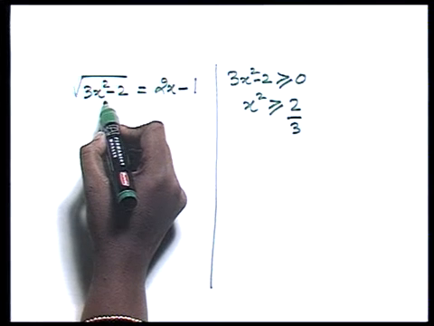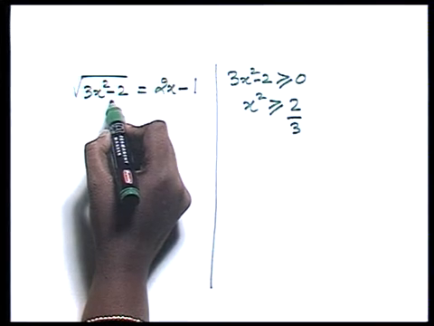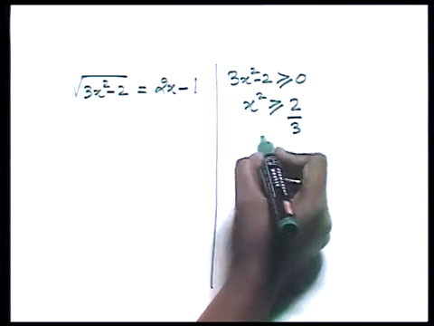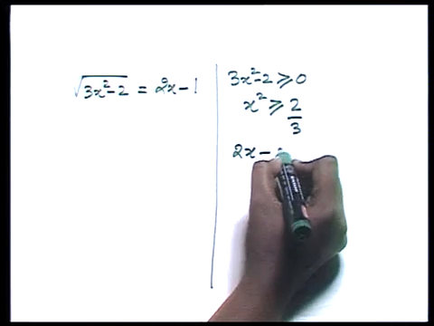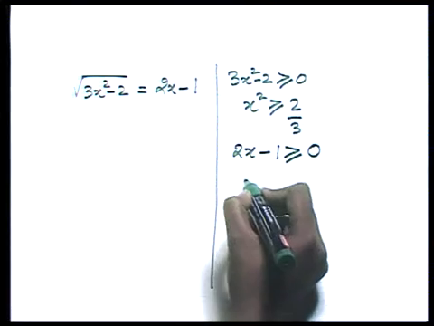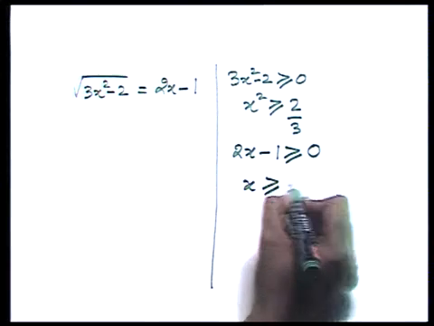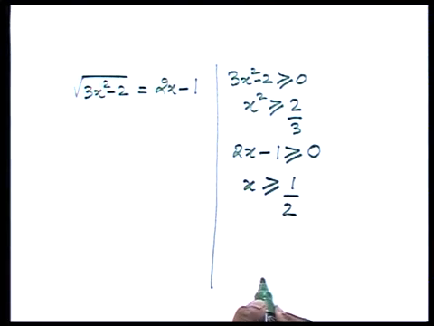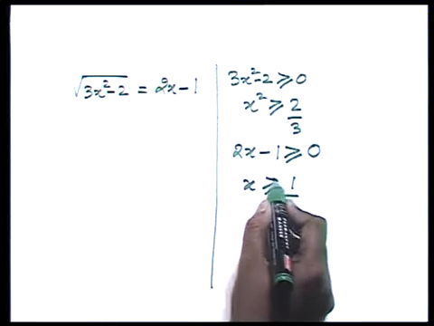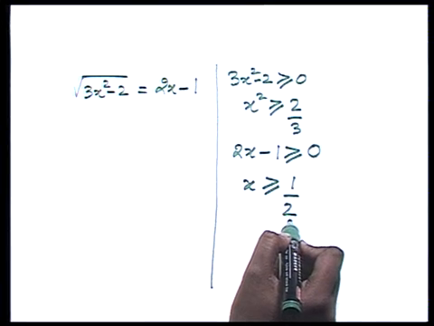Also, since the left hand side of this equation is non-negative, the right hand side of this equation will also be non-negative. That means 2x - 1 should also be greater than or equal to 0, or x is greater than or equal to 1/2. So we have to find solutions such that they satisfy the conditions x^2 is greater than or equal to 2/3 and x is greater than or equal to 1/2.